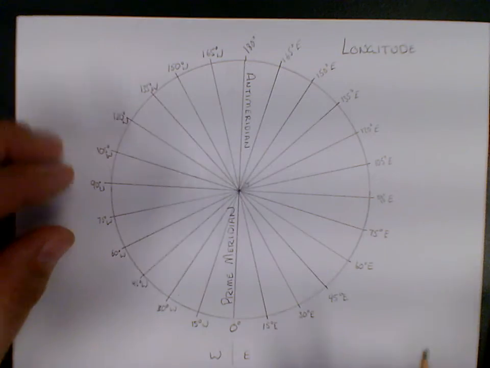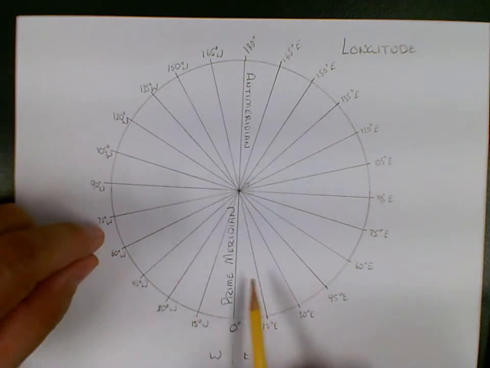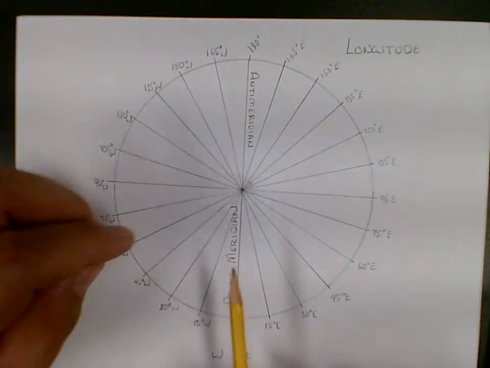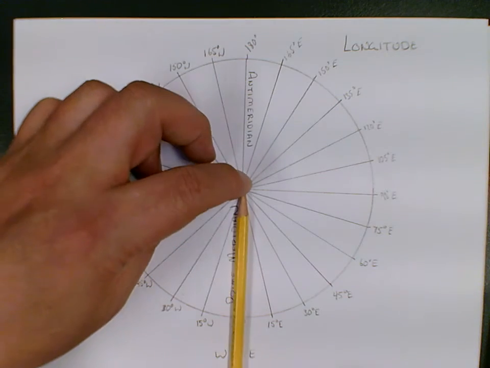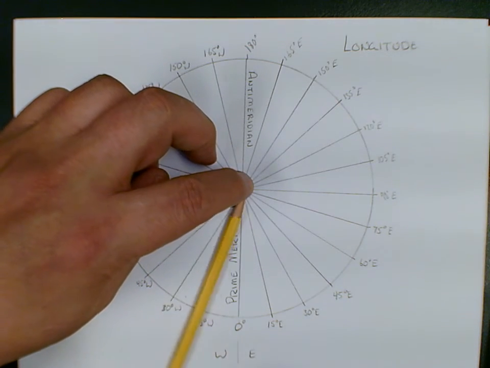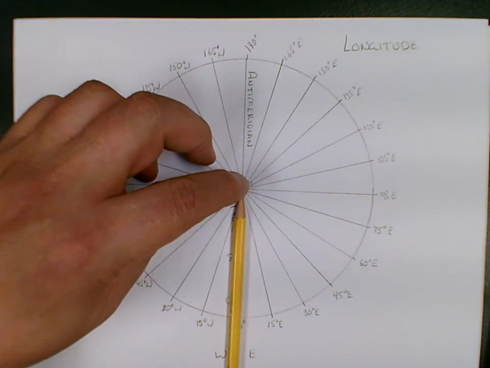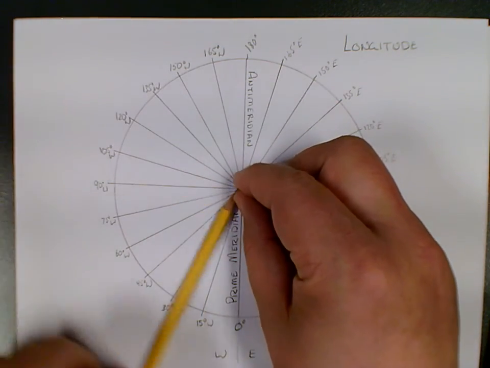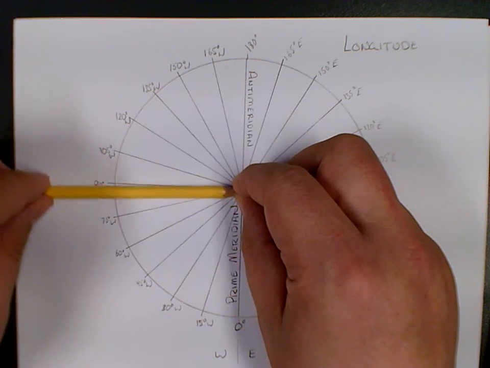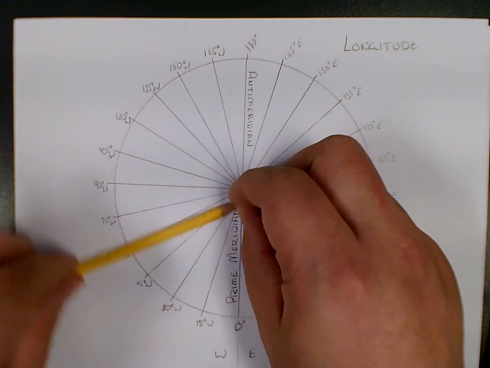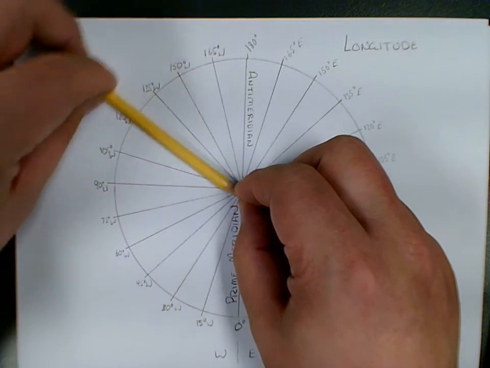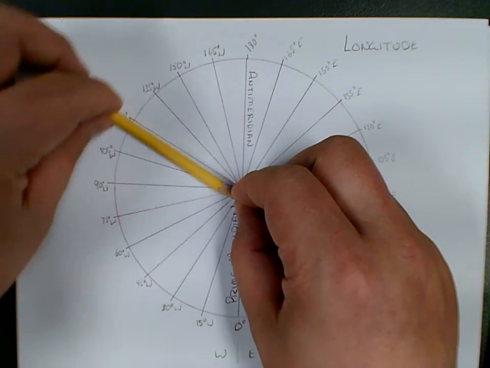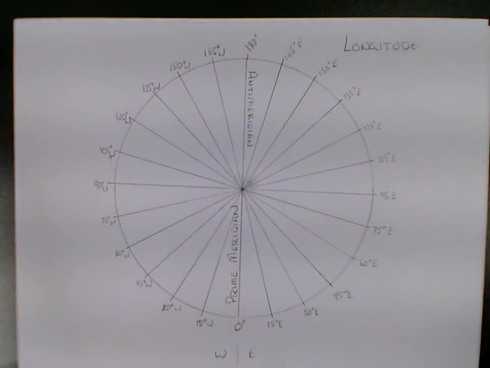So with longitude, because we can go halfway around the circle, we could do an acute angle. There's an acute angle right there. We can do a right angle going to 90. There's a right angle. But we can also do an obtuse angle going past 90. There's an obtuse angle.